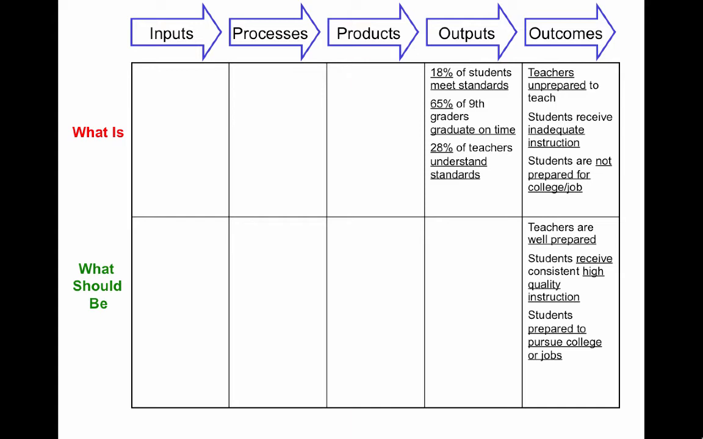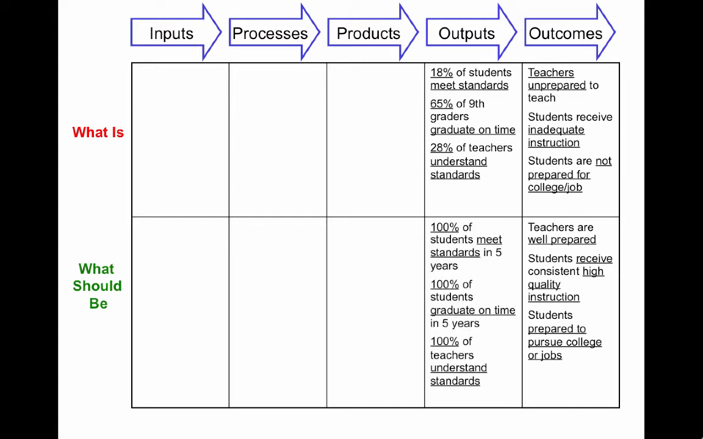So we can actually put percentages here. Here we've got 18% of the students meet the standards. Ooh, that's low. 65% of ninth graders graduate on time. 28% of teachers understand the standards. What we're looking for is 100% of the students meet the standards by 2014, 100% of the students graduate on time by 2014, and 100% of the teachers understand the standards.